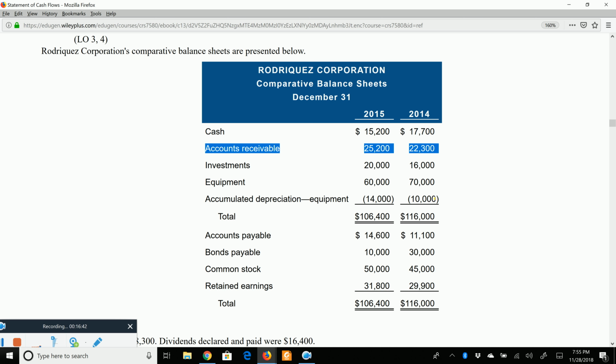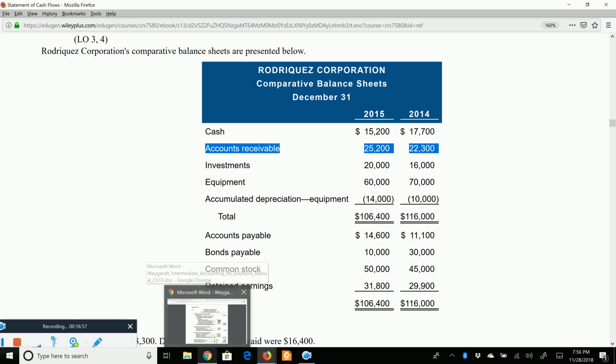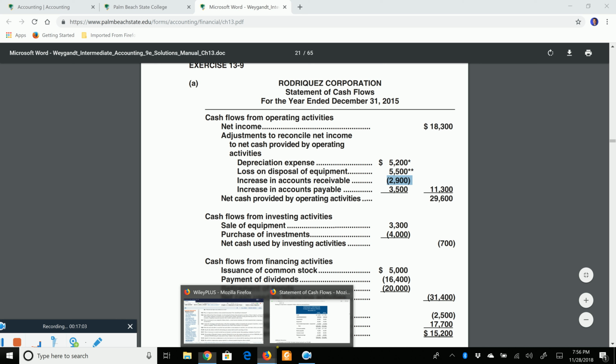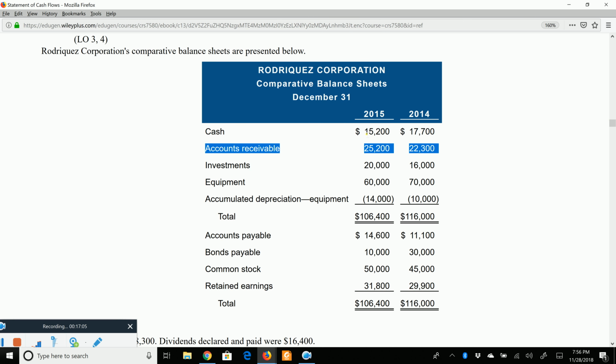$2,900 increase. Well, if a current asset increased, the opposite effect is going to happen on the cash. So the current asset increased $2,900, so the cash is going to decrease $2,900. That's what this number is. And so that's the only current asset we have besides cash.